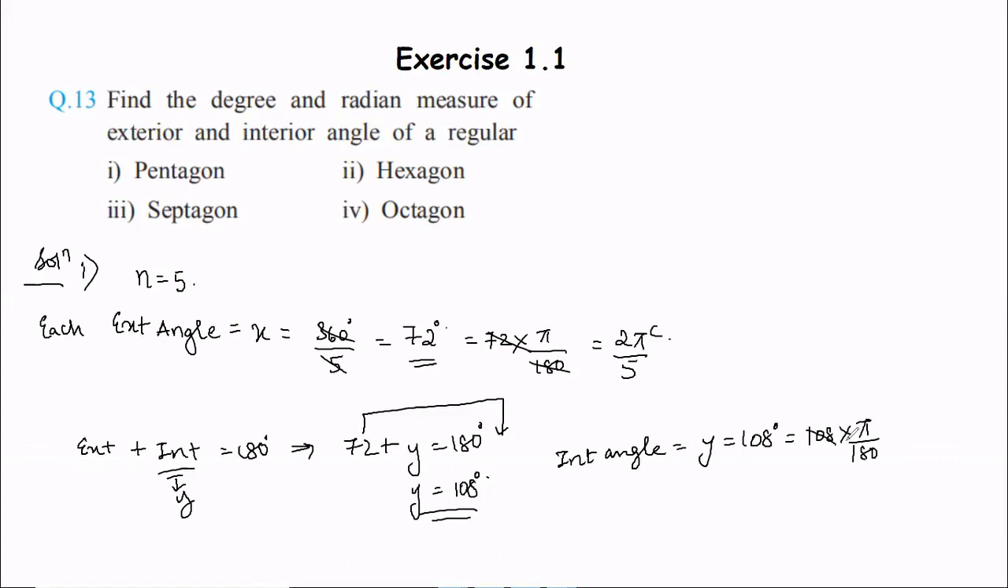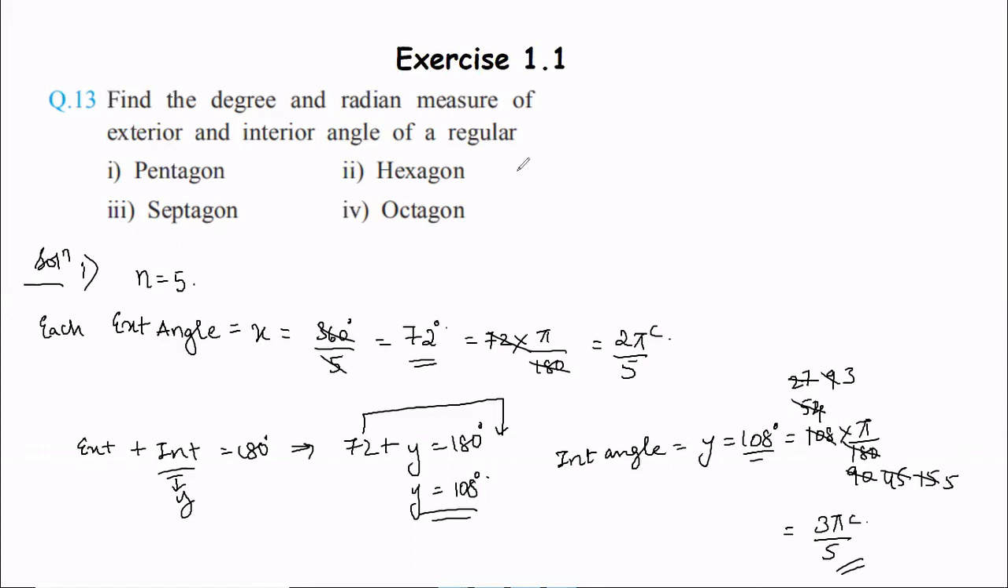Let's cancel. So on cancellation, you'll get 90 over here, 54. Cancel it further, you will get 27, 45 over here. Cancel it 9, 15, cancel it 3, cancel it 5. So that will give you 3 pi by 5 radian. Okay, 3 pi by 5 radian. So that's the answer for the first sum. Exterior angle is equal to 72, that is 2 pi by 5 radian, and interior angle is equal to 108, that is 3 pi by 5 radian.